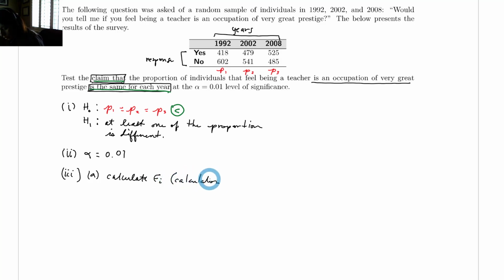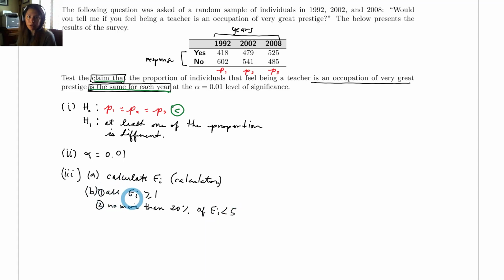Part B is when verifying those preliminary results. So we just have to make sure that all expected counts are greater than or equal to 1 and no more than 20% of expected counts is less than 5. And we're going to have to determine this from the calculator.